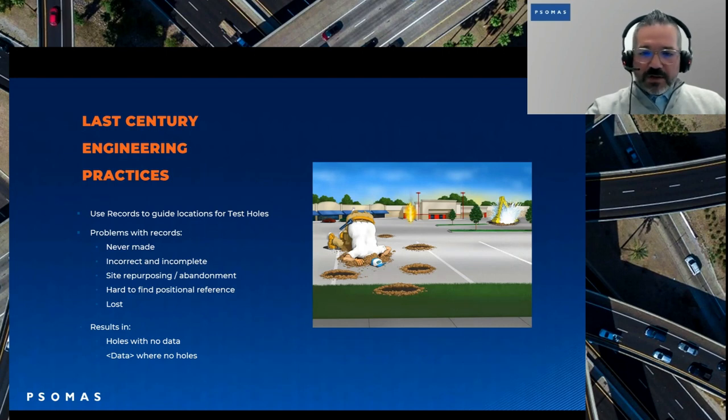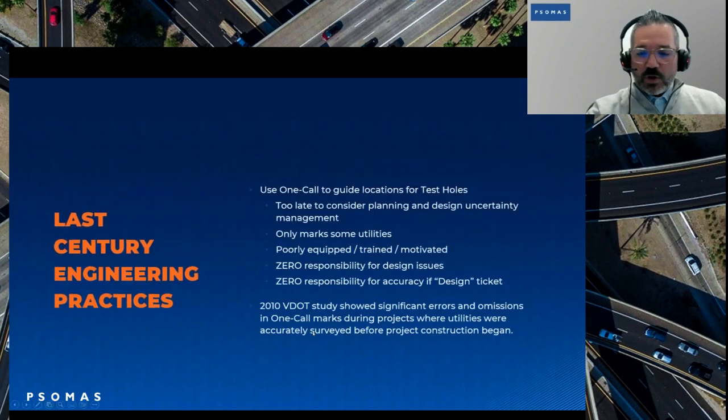So we went to the use of one call to guide the locations of test holes. And I know in many states there's a design ticket. You can put in a design ticket, and Blue Stake or some other one call company will go out and mark the area for you. Well, the problem with that is it's too late to consider planning and designing uncertainty in your management. The other problem is that it only marks some utilities, because you have to be a partner with the one call system, and you have to be part of that system in order for your as-builts to get used, and in order for you to be a part of that one call ticket.